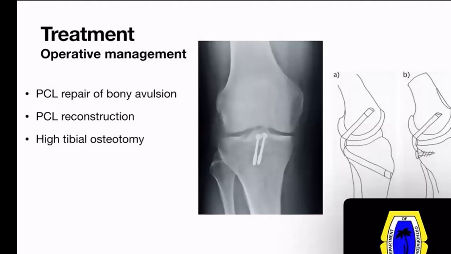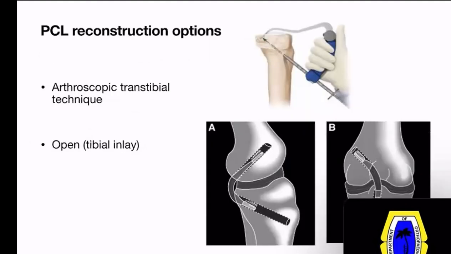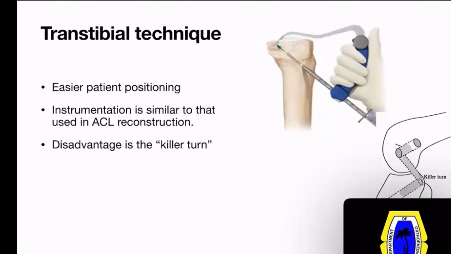So surgical PCL if multiligamentous, or if isolated but with bony avulsion. No? You have the following options. So in passing na lang, di naman nila itatanong yan. So you have the arthroscopic transtibial technique. So yan yung ginagawa natin, no? In the open tibial. So if you have transtibial, easier patient positioning. You have the instrumentation, di ba? Yung flip cutter.